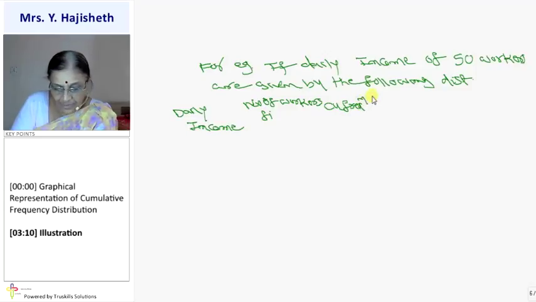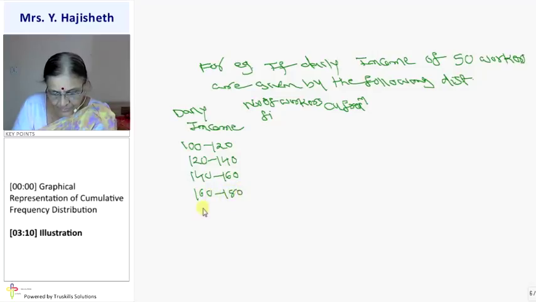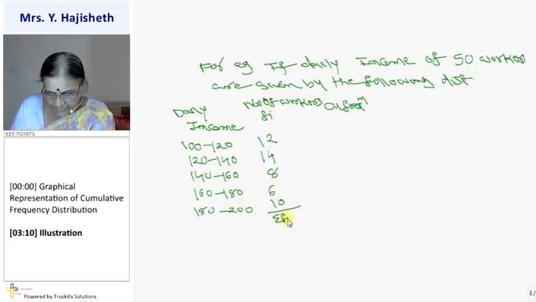Clear? Now, you are given the classes in the form 100 to 120, 120 to 140, 140 to 160, 160 to 180, and 180 to 200. And 12 workers are having income between 100 to 120. 14 workers ka income hai 120 to 140 ke beech, 8 ka 140 to 160, 6 ka 160 to 180 and 10 ka 180 to 200. Sigma fi should come 50. Now I write cumulative frequency. First ka 12, second ka 12 plus 14, 26, plus 8 is 34, plus 6 is 40, plus 10 is 50. Clear?